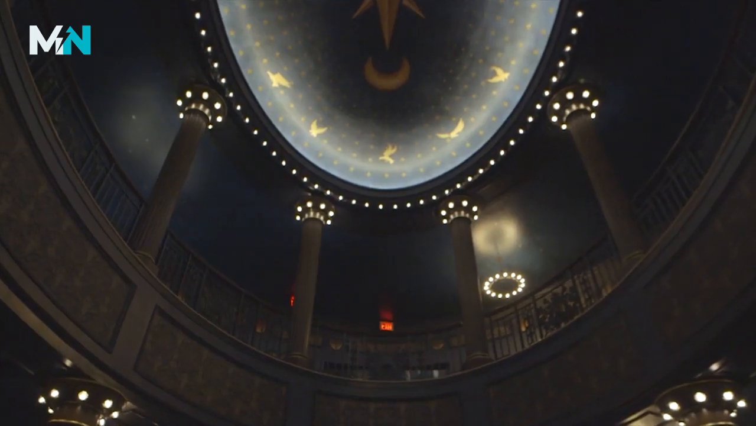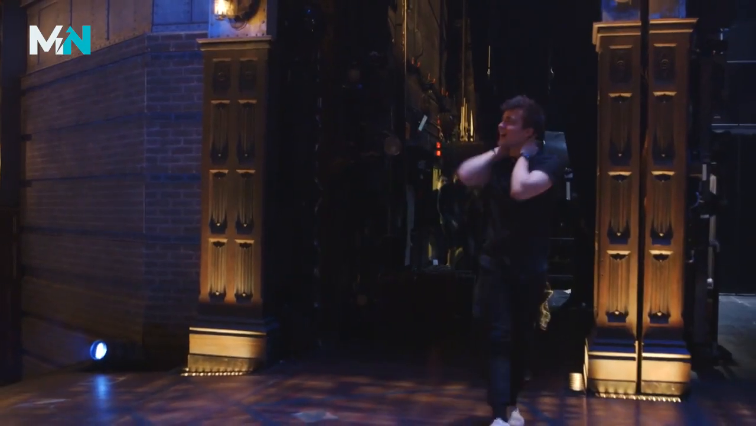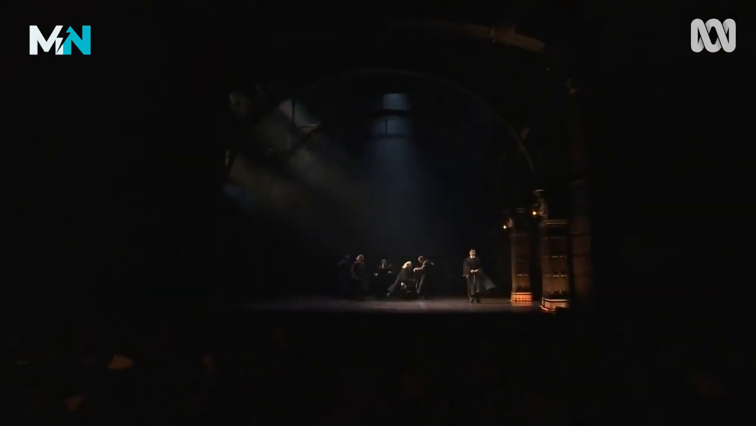So you don't walk into a technological space when you walk into any of the Cursed Child theatres. You walk into a theatrical, magical space. And then everything just sort of comes out of thin air.